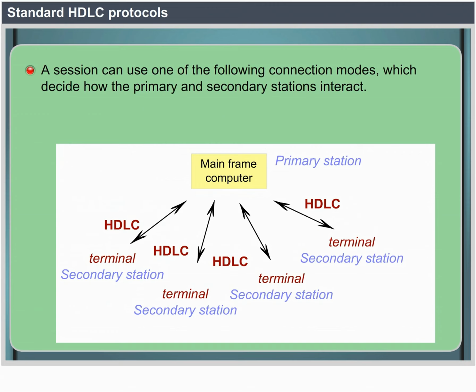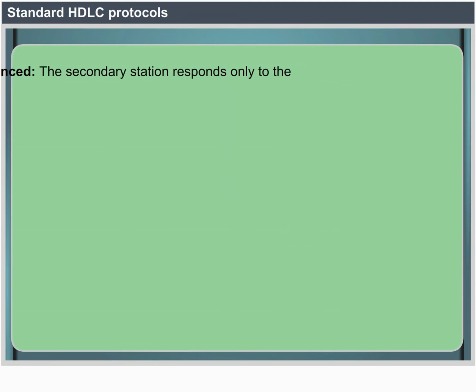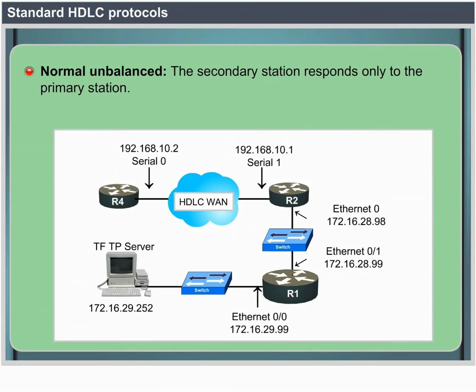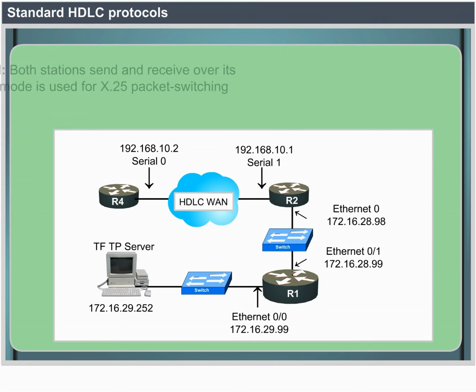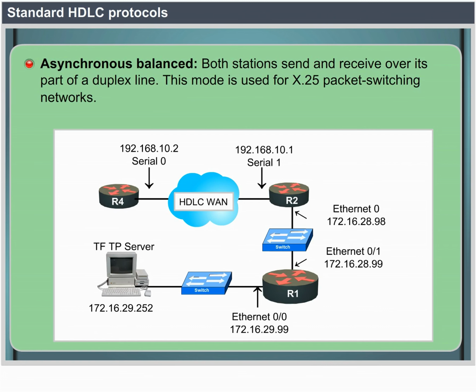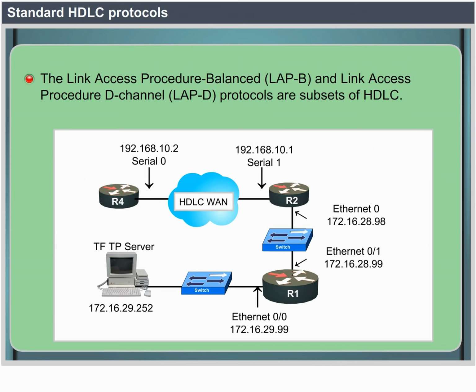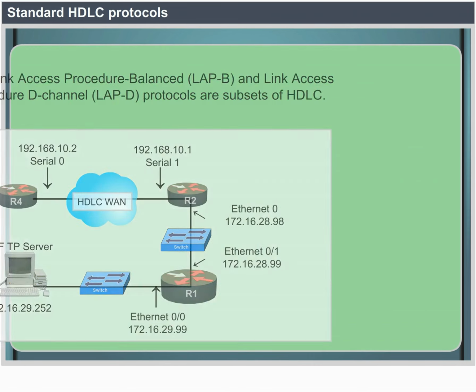Normal unbalanced. The secondary station responds only to the primary station. Asynchronous. The secondary station can initiate a message. Asynchronous balanced. Both stations send and receive over its part of a duplex line. This mode is used for X.25 packet switching networks. The Link Access Procedure Balanced, or LAP-B, and Link Access Procedure D-Channel, or LAP-D, protocols are subsets of HDLC. The following table summarizes the HDLC subsets and its uses.